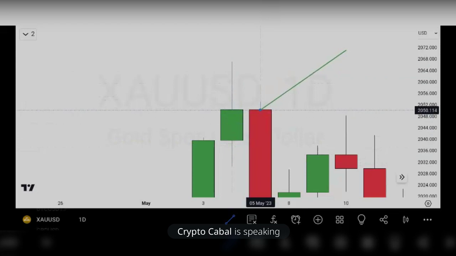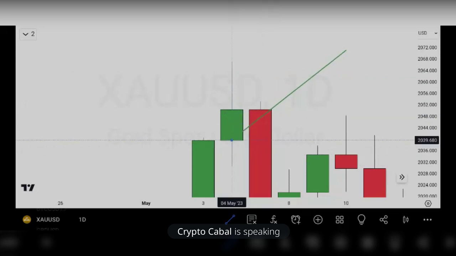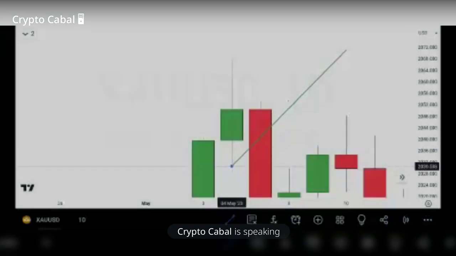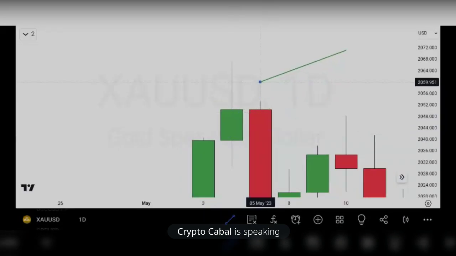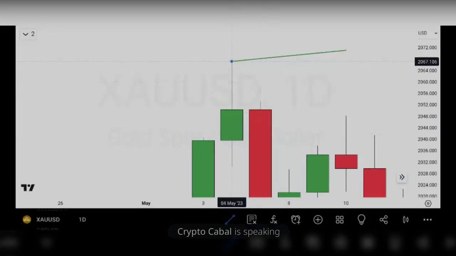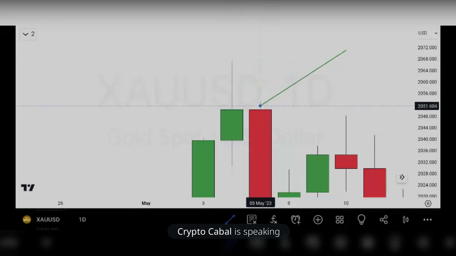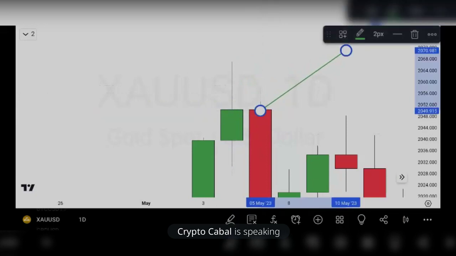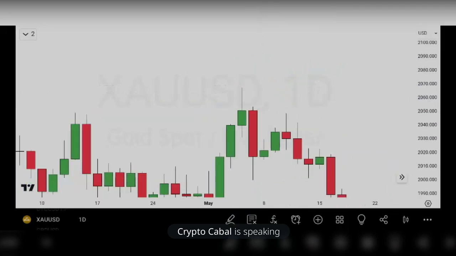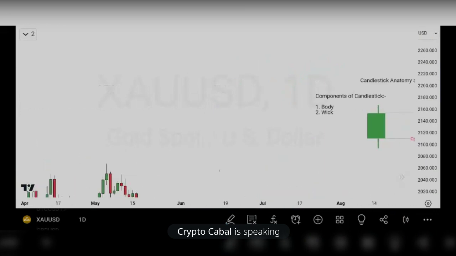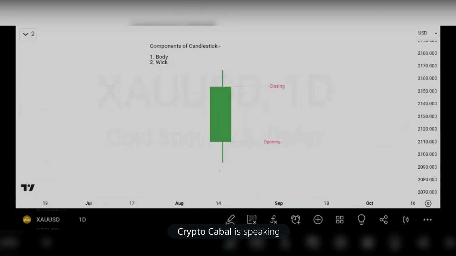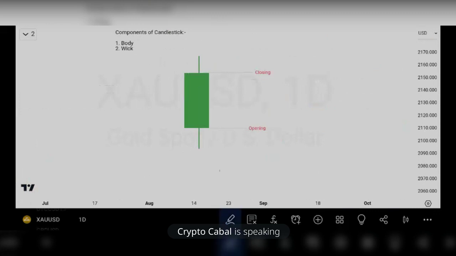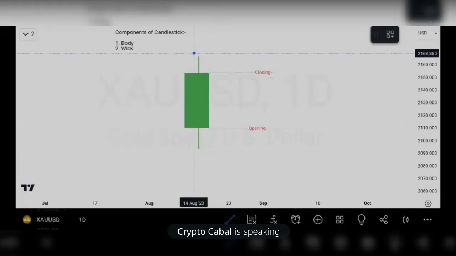And now it started opening, it opened at what? 2039. Price went down as low as 2030. But price still pushed up to 2067. Then it closed at 2050 before this new one starts forming. And that is for what? The bullish candle. The bullish candle is what? The green candle.